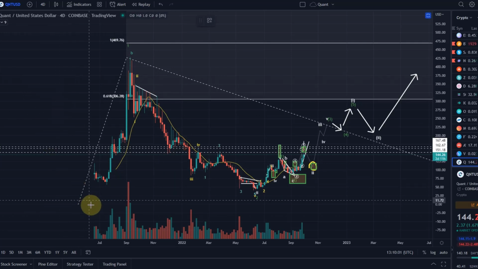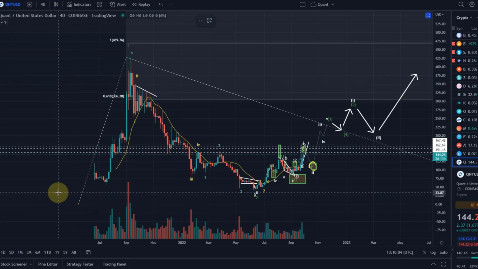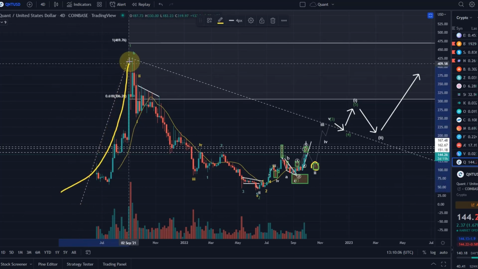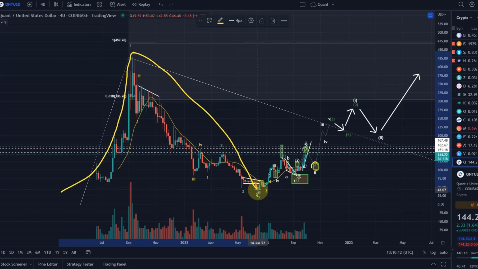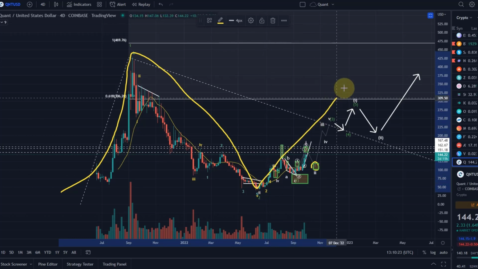The assumption is that Quant topped in 5 waves in September 21. That was a wave 1. We then came down in an ABC pattern in a wave 2, bottomed out around $40, basically where the 88.7% FIB level is sitting. And we are now moving up in a wave 3.